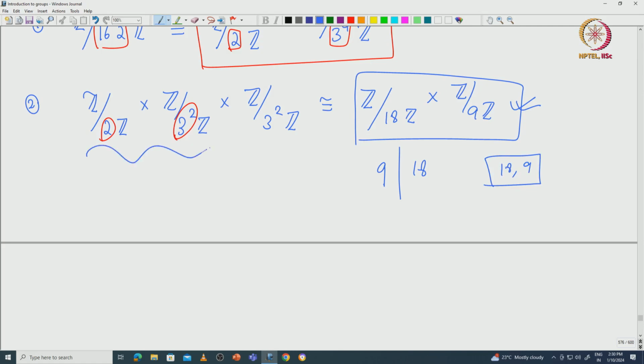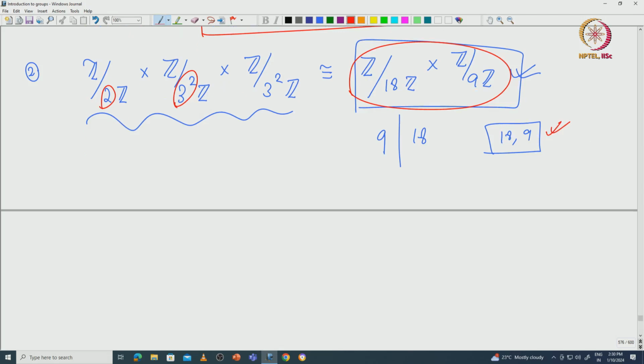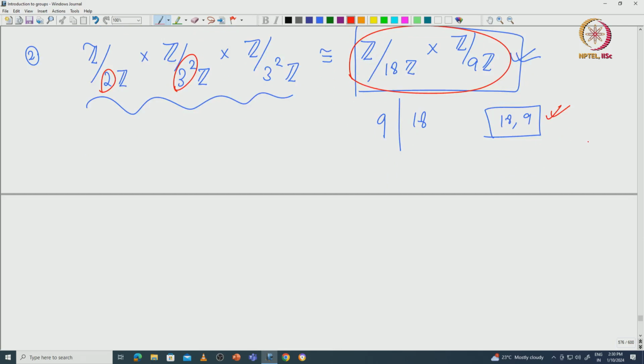This is the group G. There is no other way to write this tuple. So this 18 and 9 are uniquely determined once you write it in this form. This is what gives you the second version of the structure theorem of finite abelian groups. Let us do one more example and then I will state the second version.